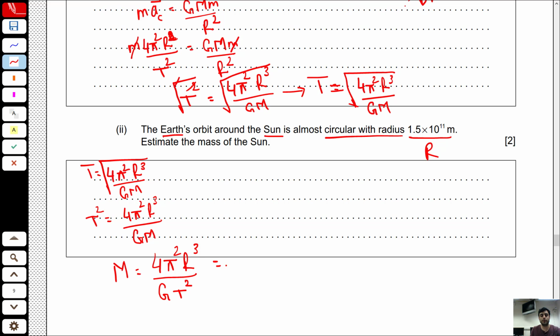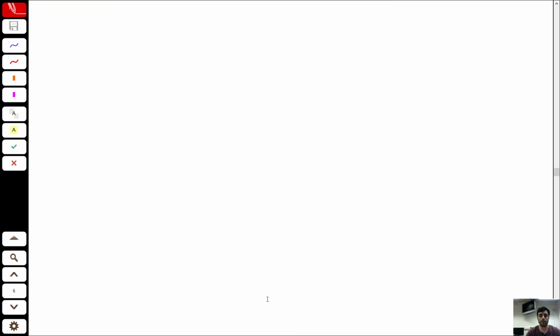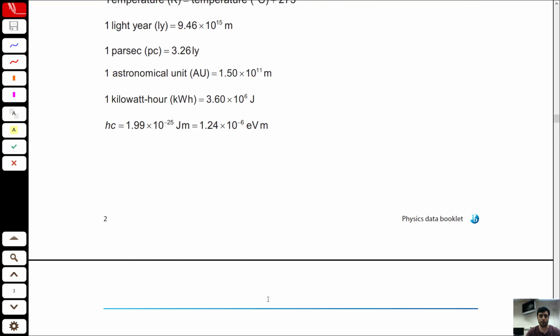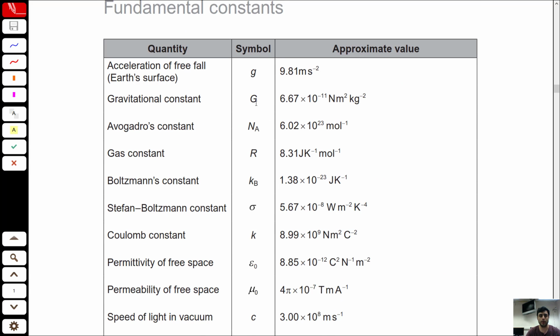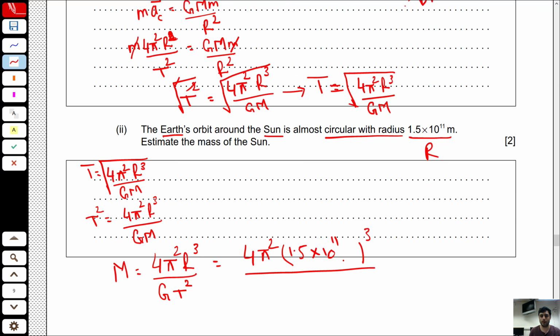Now let's just substitute in all the numbers. So we have 4 pi squared r cubed, where r is the radius of the orbit, which is already given to us between the Earth and the Sun, which is 1.5 times 10 to the power 11, divided by G, the universal gravitational constant, which we can find from the data booklet. So we just scroll up all the way to the first page. Capital G is here. Gravitational constant 6.67 times 10 to the power negative 11. And then we have T squared.